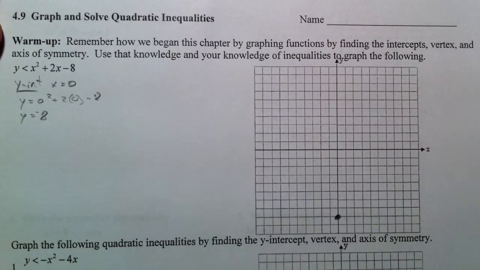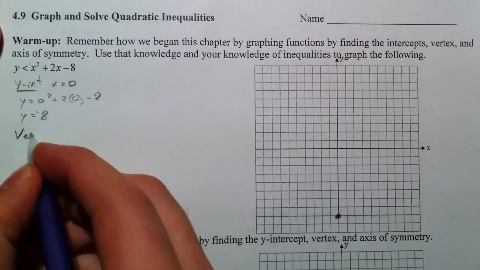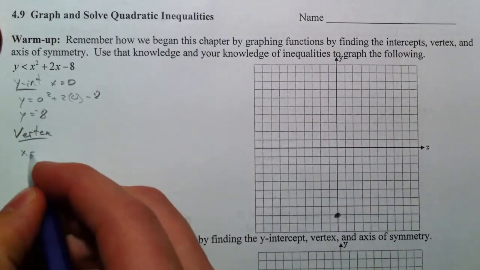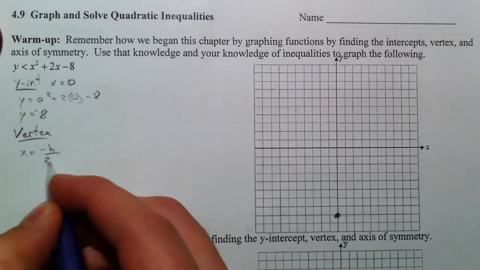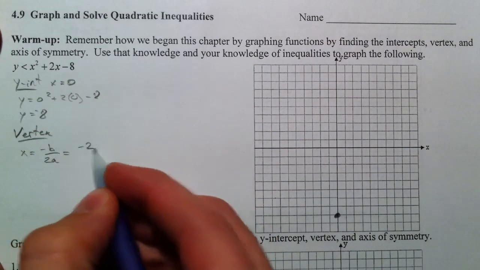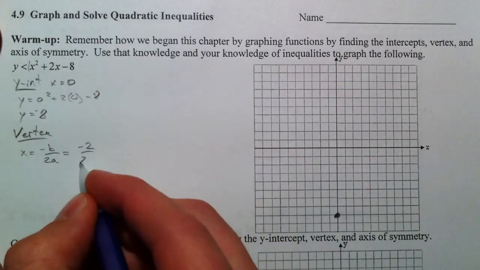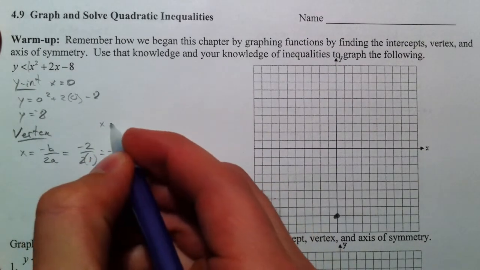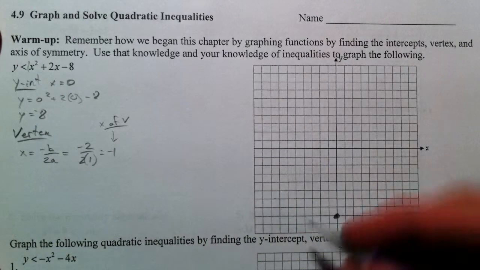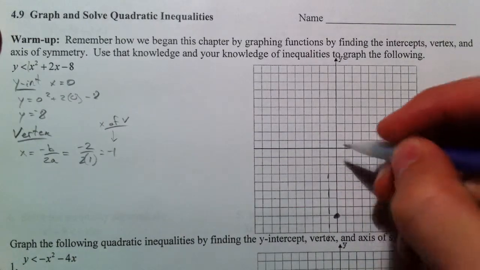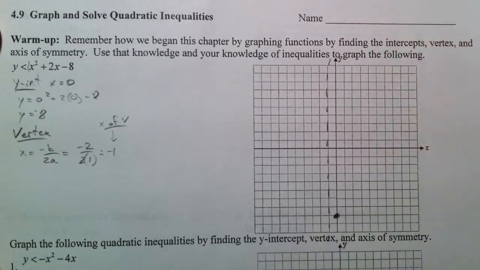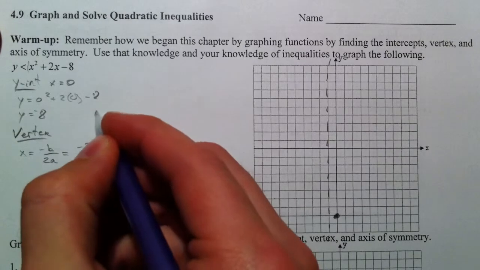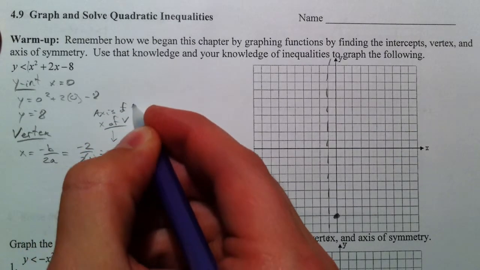The next thing we did was that you could find the vertex. To find the vertex, or the axis of symmetry, x, we first found the x, and that was negative b over 2a. So that's negative 2 over 2 times 1. So that's negative 1. That's the x of the vertex. So you know that it's balanced someplace around here on the negative 1. And so that's the axis of symmetry.